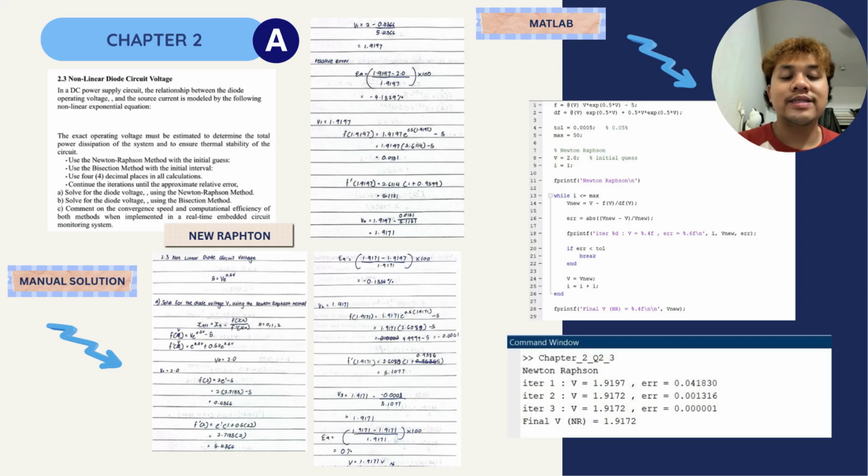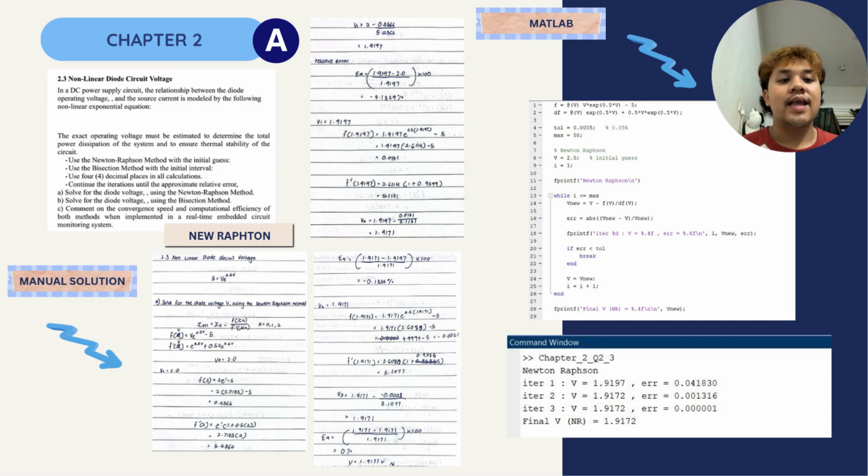So, we move to chapter 2. For this question, I use the Newton-Raphson method to estimate the diode operating voltage. First, I define the function as f(V) equals Ve^0.5 minus 5, and its derivative, because Newton-Raphson requires both the function and its derivative.